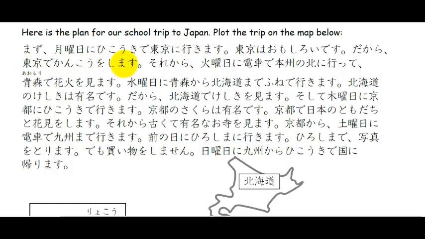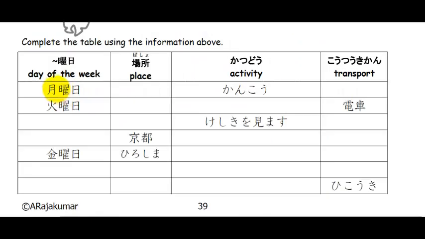And I think that gives us our first answer, doesn't it? Let's go down and fill in the table. Here we go, there's Monday, Getsuyobi. Kanko is the activity, and the place was Tokyo. There's our place, Tokyo. Our activity, kanko, sightseeing, and we got there by plane. So let's pop plane in, and there we have it, hikoki. That was how we got there, wasn't it?